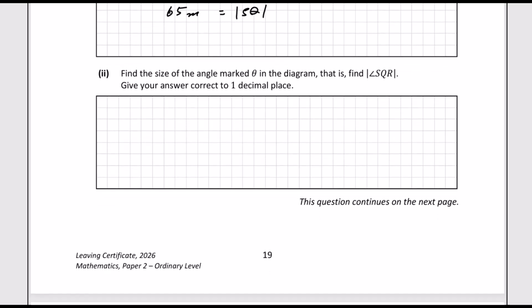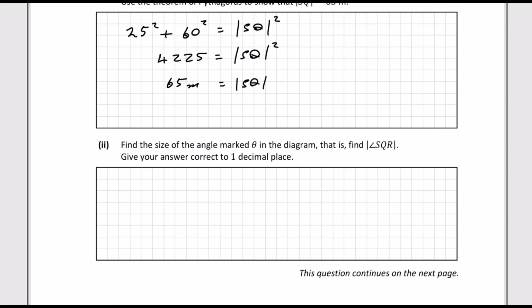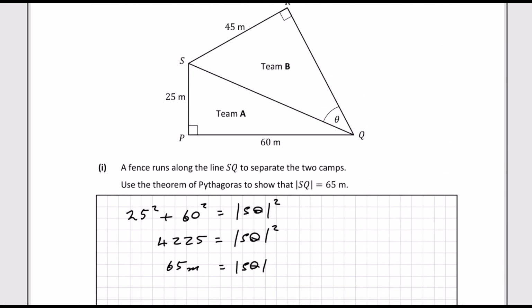Find the size of the angle marked theta in the diagram, that is find SQR. Give your answer correct to 1 decimal place. So what we're going to do now is look at this here. We've already found that this is 65 meters. It's a good idea to fill in these diagrams as you go along, just in case you forget that you've actually done something. But anyway, we need to find this angle down here.